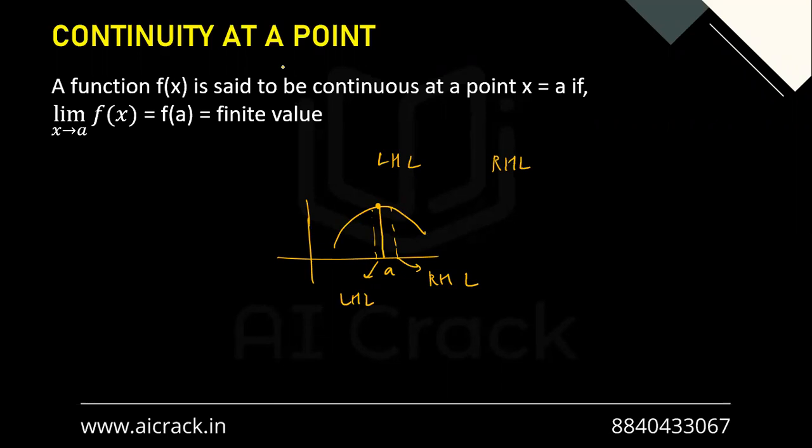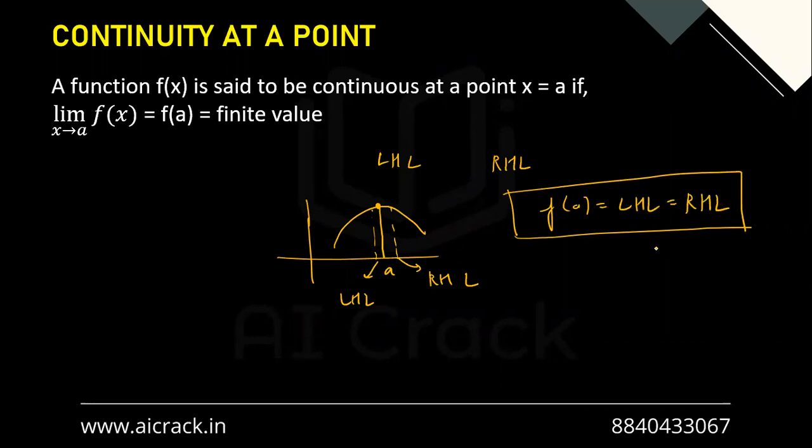Now, when we are talking about continuity at a point, we mean that at this particular point, f of a would be equal to LHL equal to RHL. If this condition is being satisfied, then we can say that the function is continuous at that particular point. So basically, we have a function over here, and in that function we have a point A. We are looking at the left-hand limit and the right-hand limit. And if the left-hand limit equals the right-hand limit equals some finite value, obviously, and that is also equal to f of a, then we can say that the function is continuous.